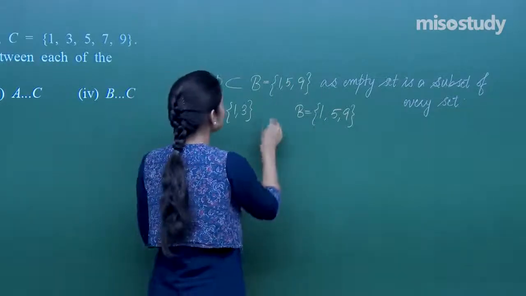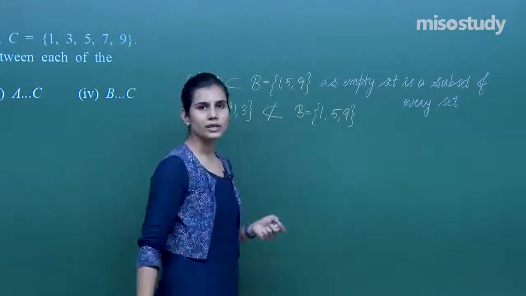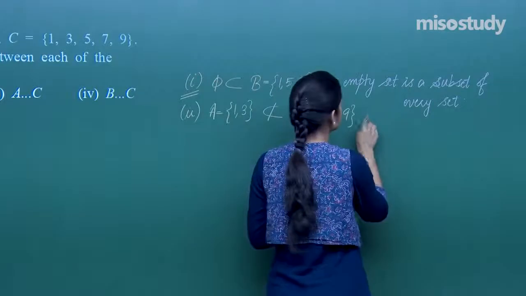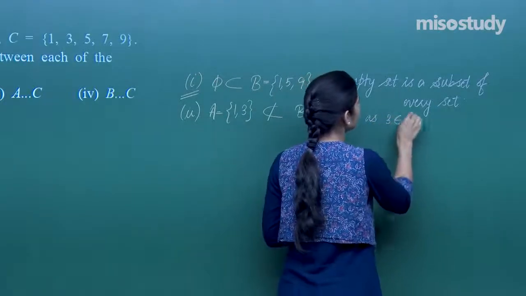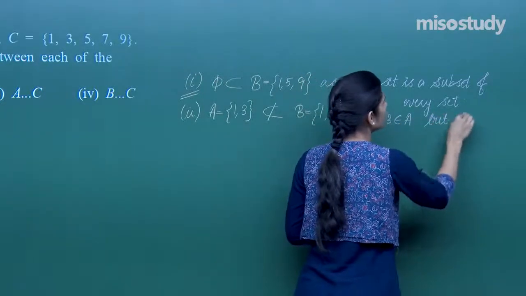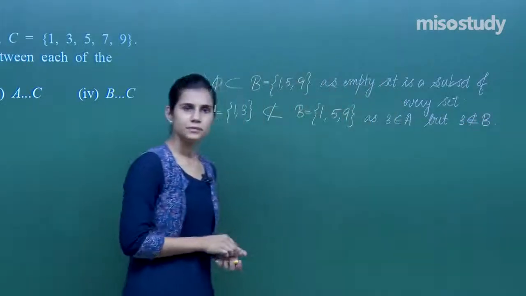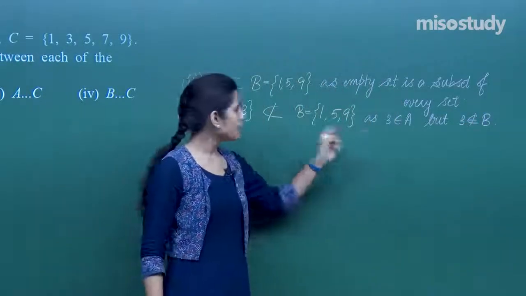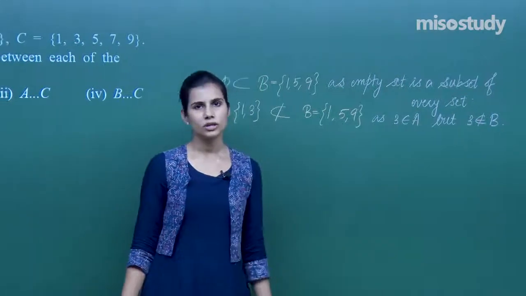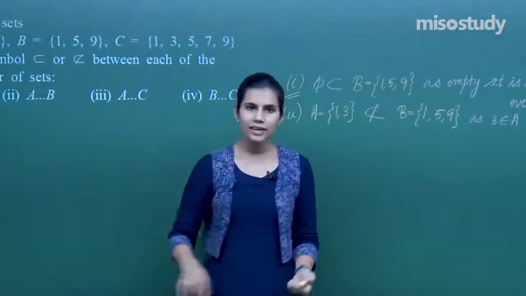So I will clearly be saying that A is not contained in B as 3 belongs in A but 3 does not belong in B. For sets we use this symbol, for elements we use this belonging symbol or does not belong. Next I have A and C.